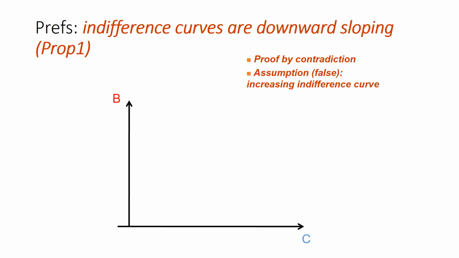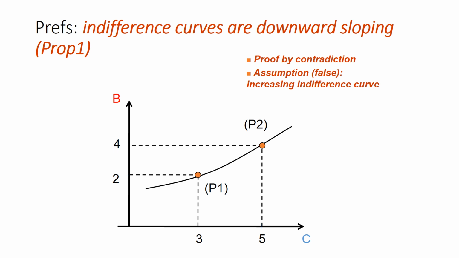So let's assume that instead of having downward sloping indifference curves, we had an upward sloping indifference curve, such as this one. And we're going to draw a basket of goods P1 such that we have 3 concert tickets in that basket of goods and 2 books. And we're going to compare this basket P1 with basket P2, in which there are 5 concert tickets and 4 books. Obviously, because consumers prefer having more of both goods, basket of goods P2 is actually going to be preferred to basket of goods P1.